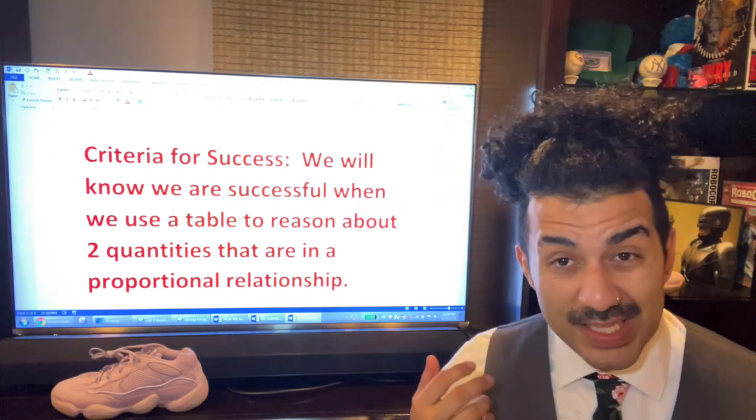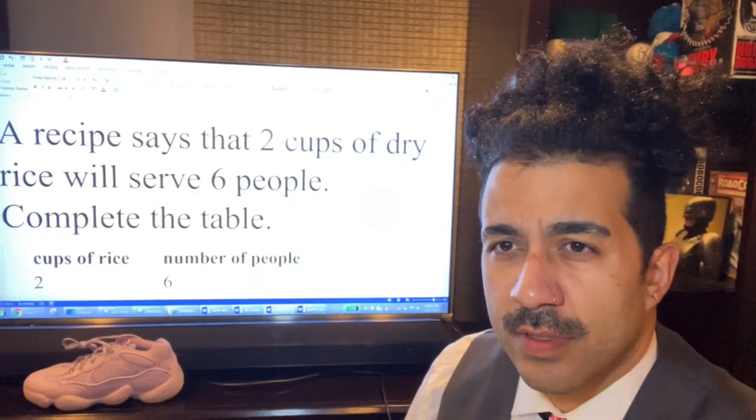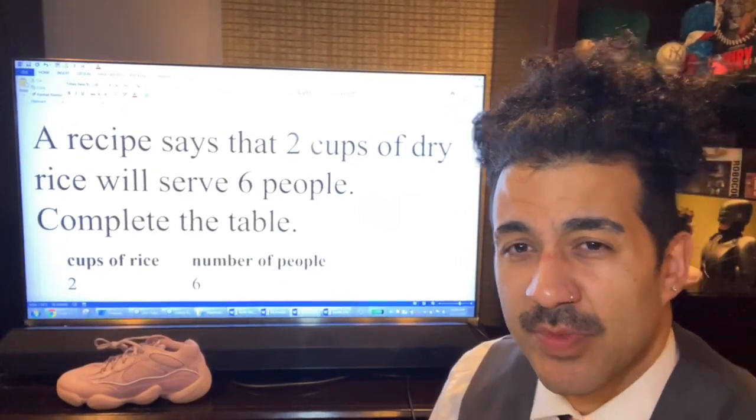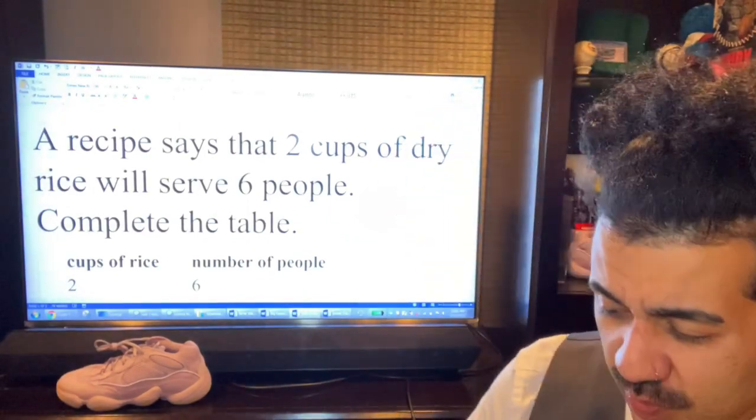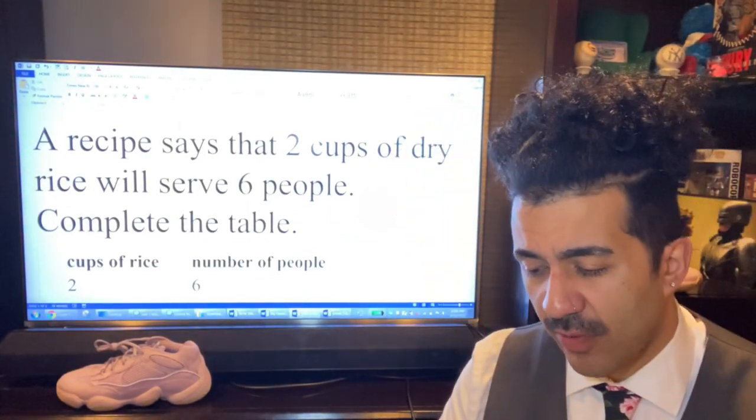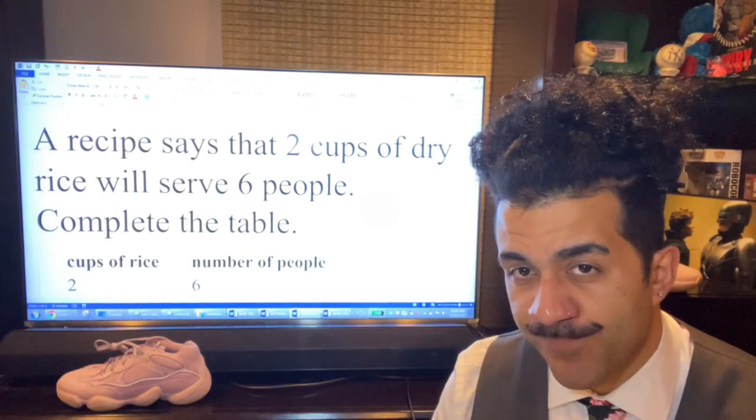So let's get right to our first example. And if it seems like I jumped ahead, it's because I did. The magic of editing. Okay, so a recipe says that 2 cups of dry rice will serve 6 people. Complete the table.